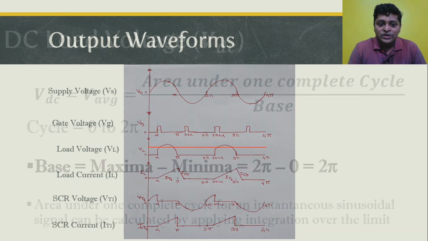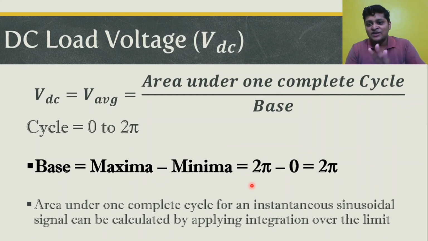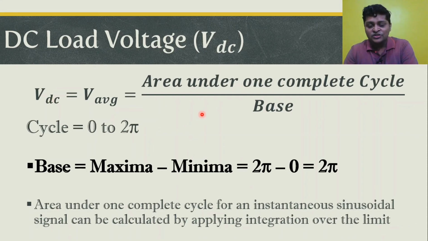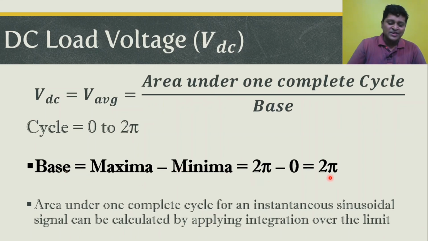So let's try to derive VDC. Again, VDC is the same as for the resistive load. The derivation of VDC is just like the resistive load, and there will not be any change, so I am going a bit faster. VDC is V average, which is the area under one complete cycle divided by the base. Our cycle starts from 0 and ends at 2 pi. So the base is the ending point minus the starting point, 2 pi minus 0, which gives the base as 2 pi.